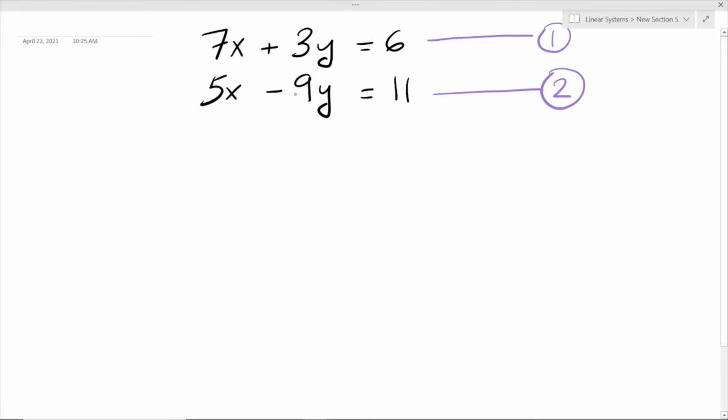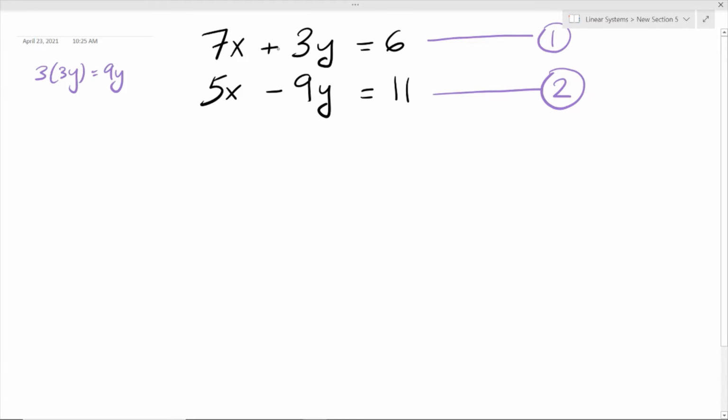So for example, here it's negative 9y, and this here is 3y, and we want to make it the same because right now it's different. So what we can do here is we know 3 times 3 gives us 9, so we can take equation 1 and multiply by 3. If we do 3 times 3y, we get 9y. And if we change this to 9y, then it's going to be the same as this, and then we could basically add or subtract.